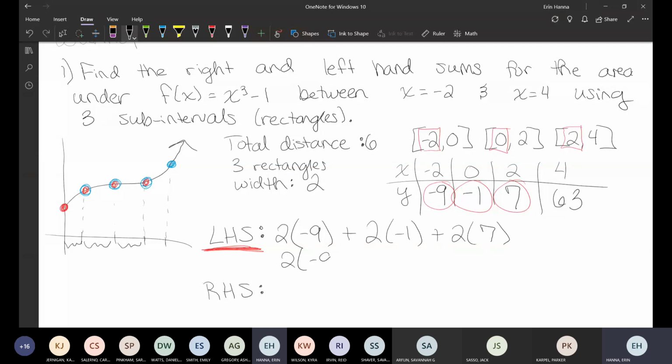If you're lazy like me, you can put the width on the very outside and then just add up the heights inside, because you can factor the width out. 2 times -9 minus 1 plus 7 is -6. Don't freak out that it's negative, if you even thought to freak out about it.